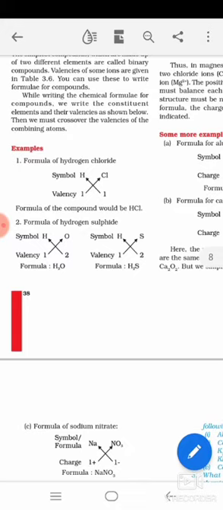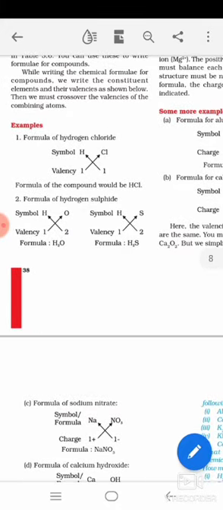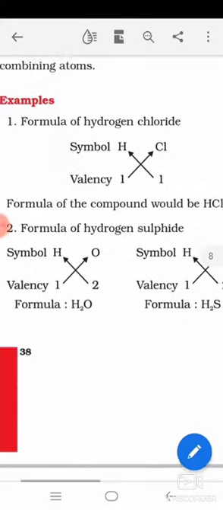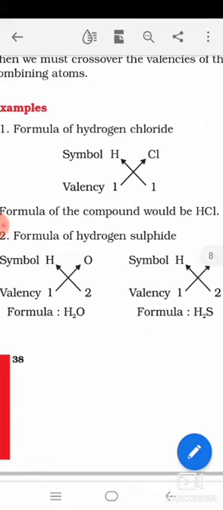Now let's check how we can write a chemical formula. For that, first you need to write the symbols, then you need to write the appropriate valency. So for hydrogen chloride, the symbol of hydrogen is H and the symbol of chlorine is Cl. The valency is written below the symbol. Hydrogen's valency is 1, and chlorine's valency is also 1.